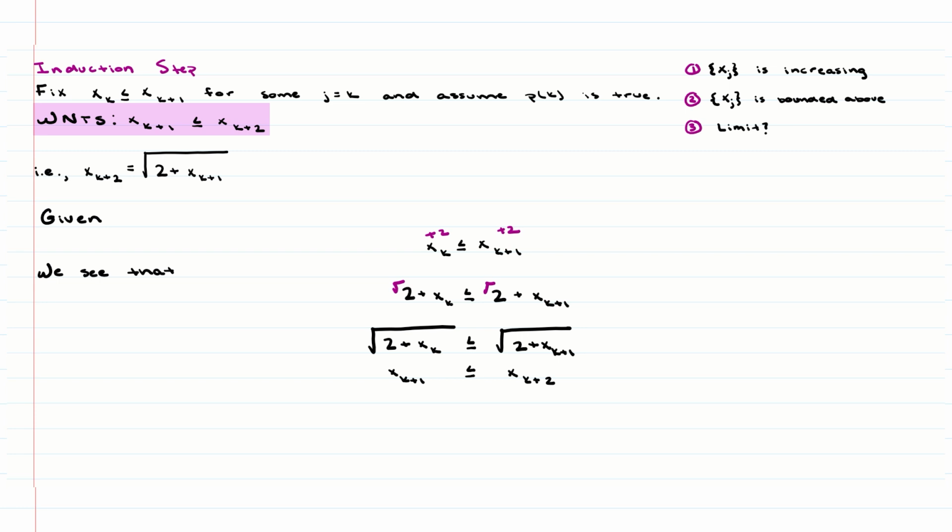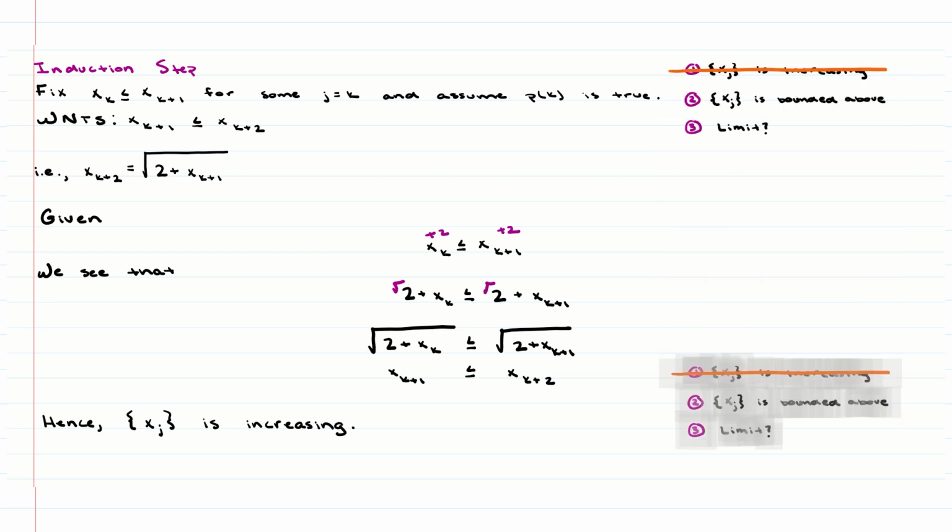So we've shown that x sub k plus 1 is less than or equal to x sub k plus 2. Hence we've shown that the sequence x sub j is increasing. So I'll cross this off of our list. And let's move on to showing that the sequence x sub j is bounded above.